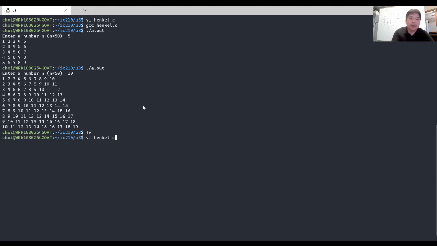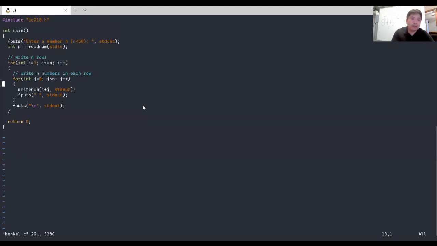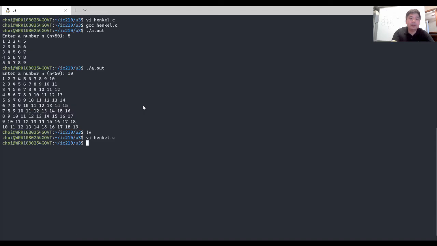So that can be taken care of using an if statement. If i + j is less than 10, that means 0 up to 9, you just put some white space before the number, before calling the write num function. Okay, let's compile that.